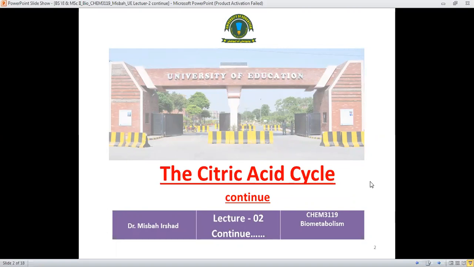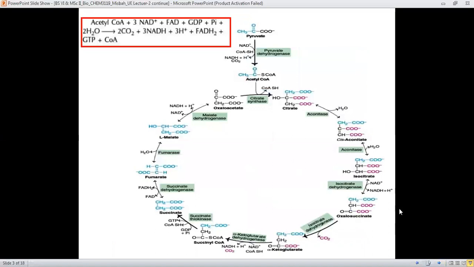In continuous manner, the citric acid cycle is described over here, and the major points of citric acid were discussed in the last slide, and here is the overall summary of the citric acid or the tricarboxylic acid cycle.